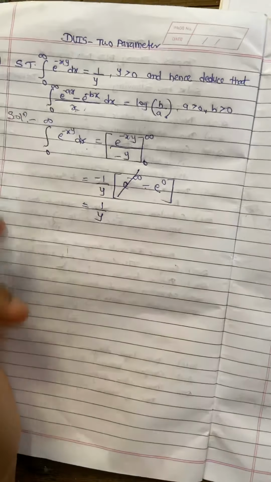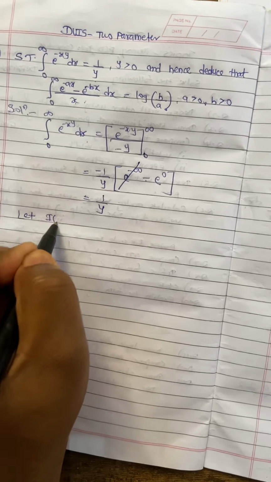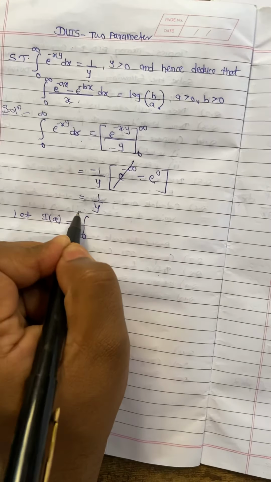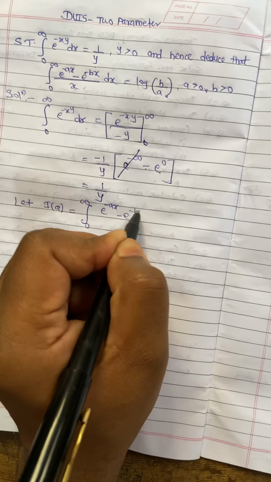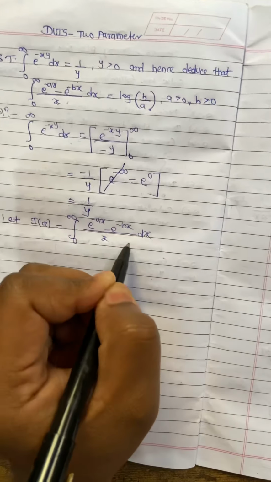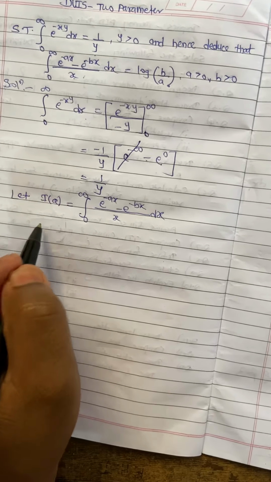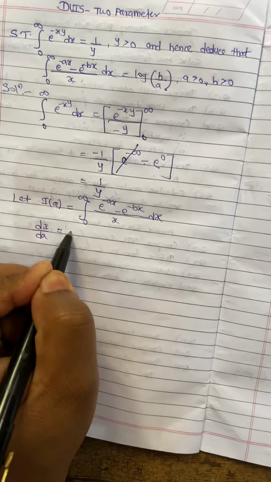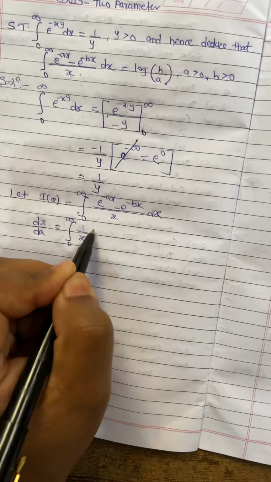Now second part. Now for the second part, let us consider I of a is equal to integration 0 to infinity (e raised to minus ax minus e raised to minus bx) upon x dx. Now using the step of DUIS, first differentiate with respect to a. So dI by da is equal to integration 0 to infinity 1 upon x constant.